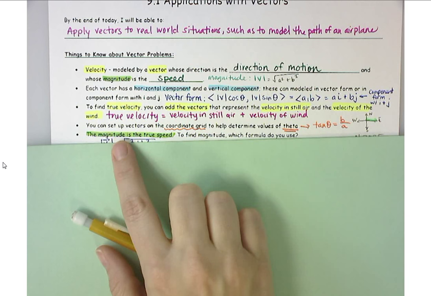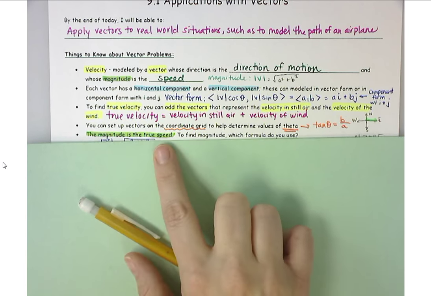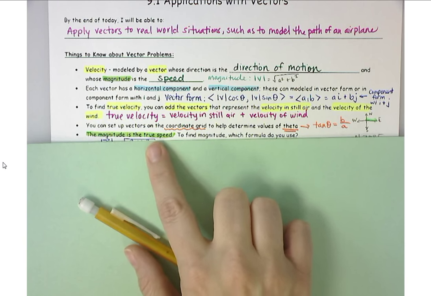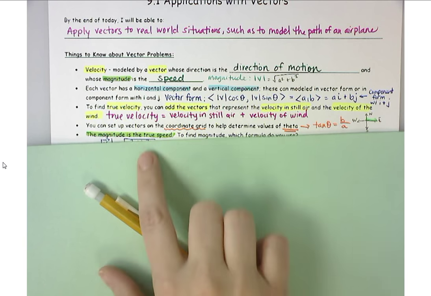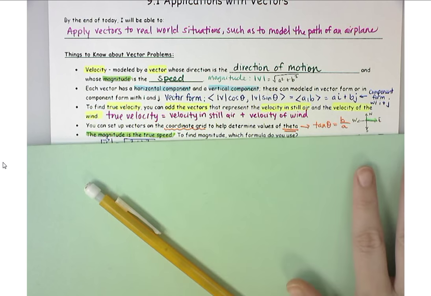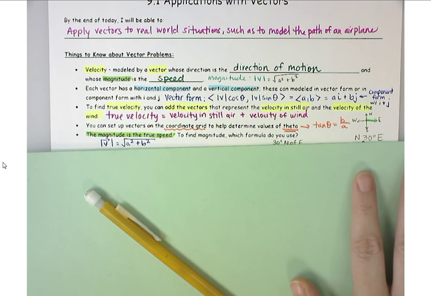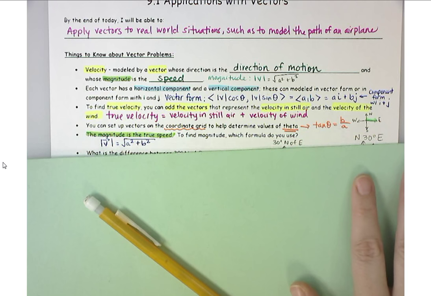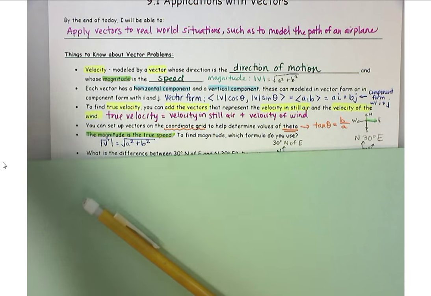Again, I mentioned the magnitude. The magnitude is the true speed. When you are trying to find the true speed, you are actually going to do the magnitude of the true velocity vector. So the magnitude is the true speed. And then I said to find magnitude, which formula do you use? The square root of a squared plus b squared. And I'm just going to add to this that v is the true velocity vector.